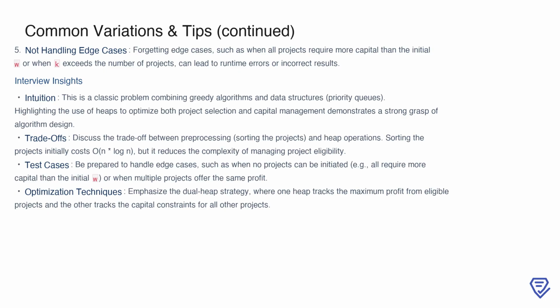From an interview perspective, this problem is an excellent opportunity to demonstrate your understanding of greedy algorithms combined with advanced data structures such as heaps. Discussing the trade-off between pre-processing the project list with an n log n sort and the subsequent heap operation shows your ability to balance upfront costs with long-term efficiency. Be prepared to reason through edge cases, like handling scenarios where no projects can be initiated or where multiple projects have identical profits. Finally, emphasizing the dual heap approach in your explanation shows you understand the optimal strategy for managing both capital constraints and profit maximization.